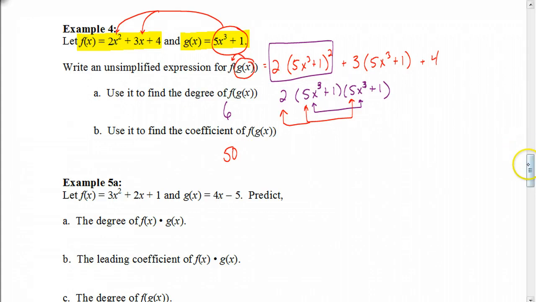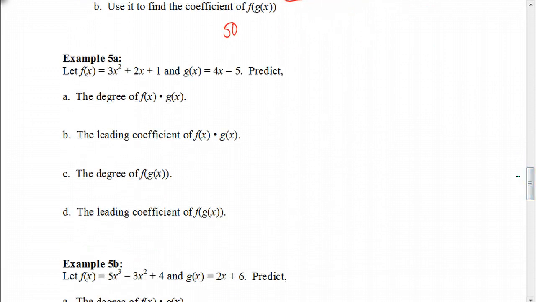Let's look at another example. Here they give us function f is 3x squared plus 2x plus 1, and function g is 4x minus 5. We want to find the degree of these two multiplied together. So again, the trick is that if we want to find the degree, we would just add these two degrees together. So the degree for the first polynomial is 2, the degree for the second polynomial is 1. Add those together, we get a degree of 3. To find the leading coefficient, that's where we would multiply the leading coefficient for each polynomial together. And 3 times 4 would give us 12.